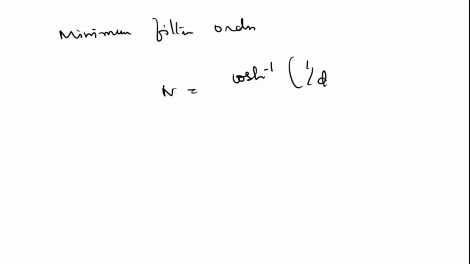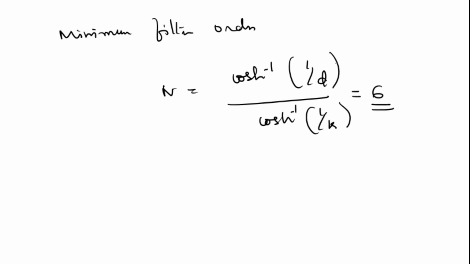And minimum filter order n is equal to cos hyperbolic inverse of 1 by d divided by cos hyperbolic inverse of 1 by k. So after substituting the values, we get n is equal to 6.